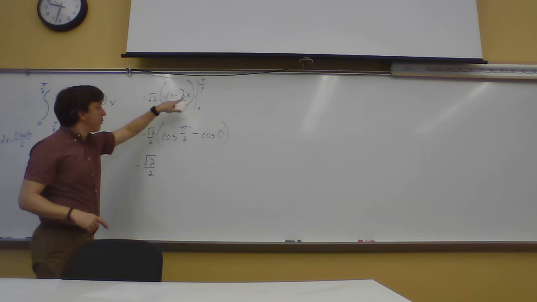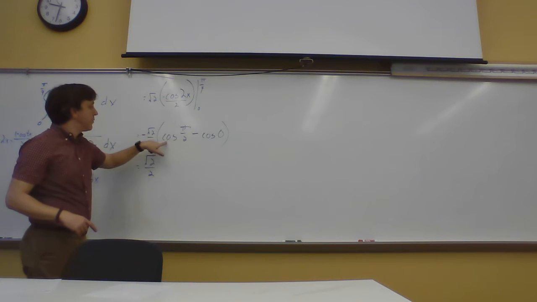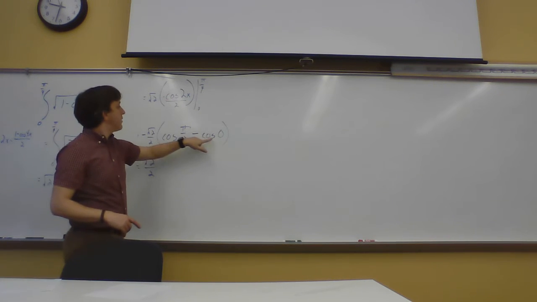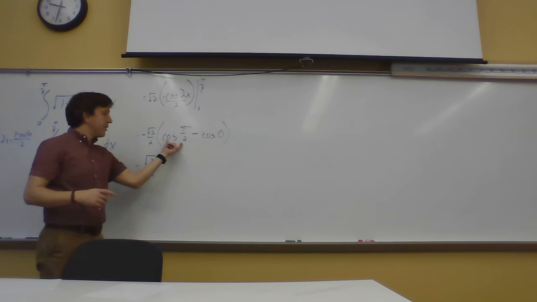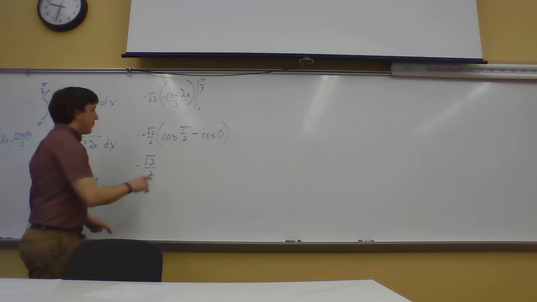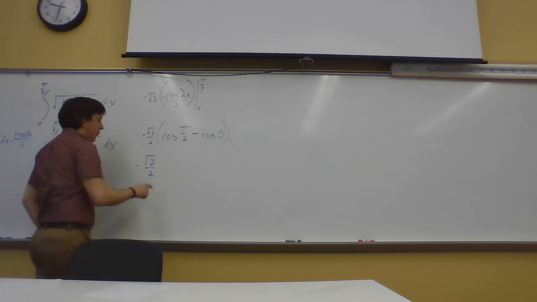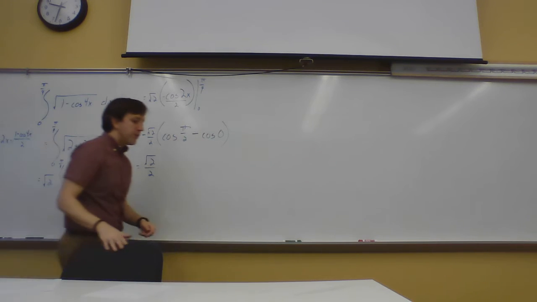If you plug in pi over 4, 2 times pi over 4 is pi over 2. So I get cosine of pi over 2 minus cosine of 0 when you plug that in. And cosine of pi over 2 is 0. Cosine of 0 is 1. So this all just works out to be negative 1. And negative 1 times that gives me positive square root of 2 over 2.